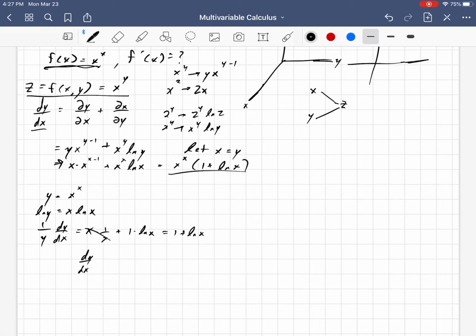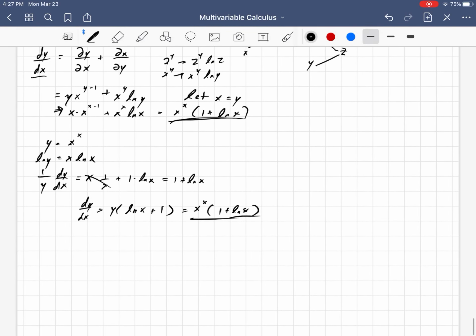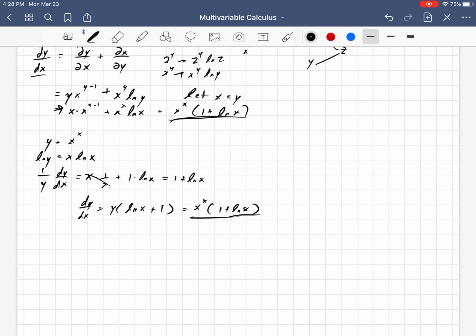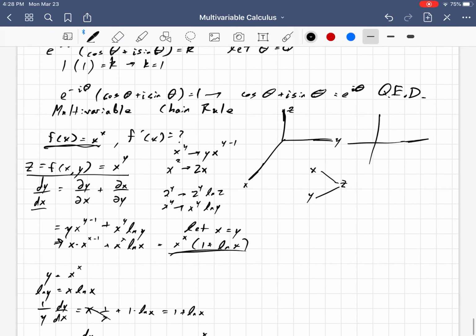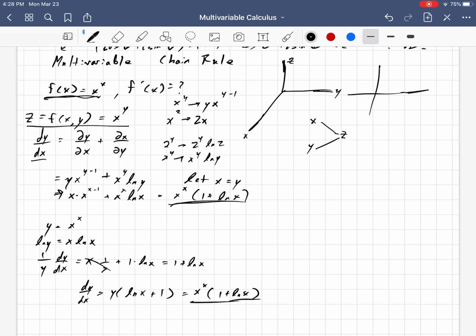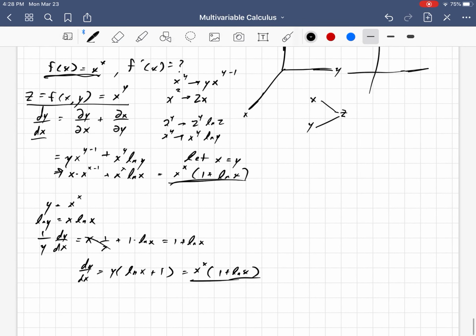So dy over dx is y times natural log of x plus 1, and y is defined to be x to the x, so x to the x times 1 plus ln x. And look at that, they're the exact same thing. That's pretty cool. And you could do this with any single variable function, if you want to try to get rid of the product rule, or you don't want to use logarithmic differentiation. It's a nice shortcut.